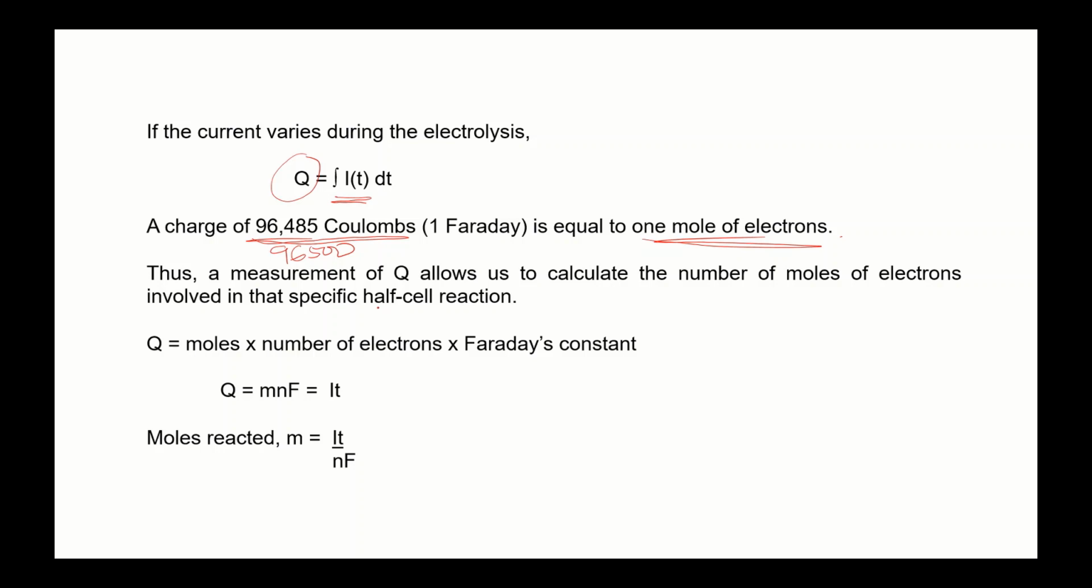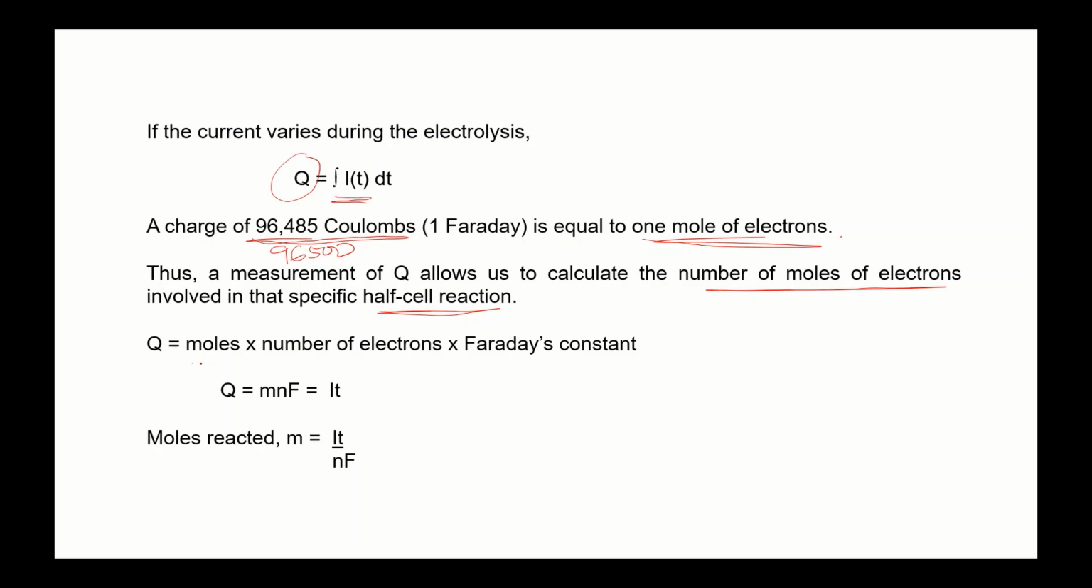Half cell reaction, for example, ferrum 3 to ferrum 2. So you must calculate how many moles of electrons are involved in the reduction or oxidation of the half cell reaction, ferrum 3 to ferrum 2 or ferrum 2 to ferrum 3, for example. You can measure Q. What is the amount of coulomb involved in the half cell reaction?